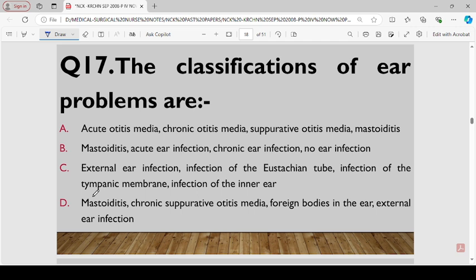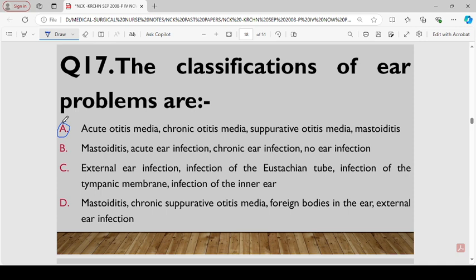The classifications of ear problems. Ear problems, look at the ENT, guys, right? So looking at these options, I think the best option for us should be A. Why do I say so? If you're looking at option B, this one is not comprehensive. They have just talked about the mastoid, acute, all this is like middle ear infections only. Option C, this one also does not encompass a broader classification. You can just use trachea, tympanic, or middle ear.